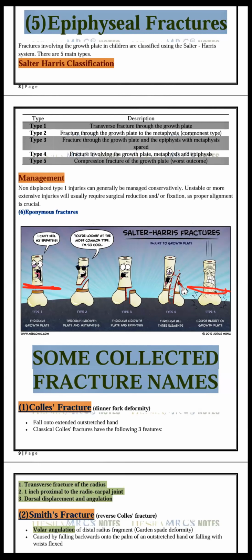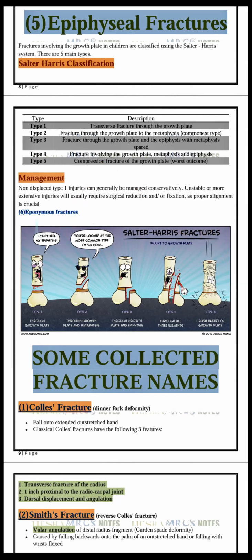So take care. On imaging, type 1 resembles type 5. But take care, the worst is type 5. Type 1 resembles type 5 because you have a transverse fracture through the growth plate in type 1 and a compression fracture through the growth plate in type 5, but type 5 is the worst one.